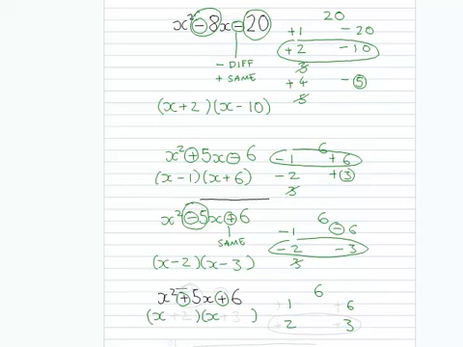This time the first symbol is a plus, so we place a plus in front of the larger of the pairs of factors. The second symbol here is also a plus, which means the other factor is going to be the same sign. In this case a plus, which two add up to plus 5, plus 2 and plus 3.